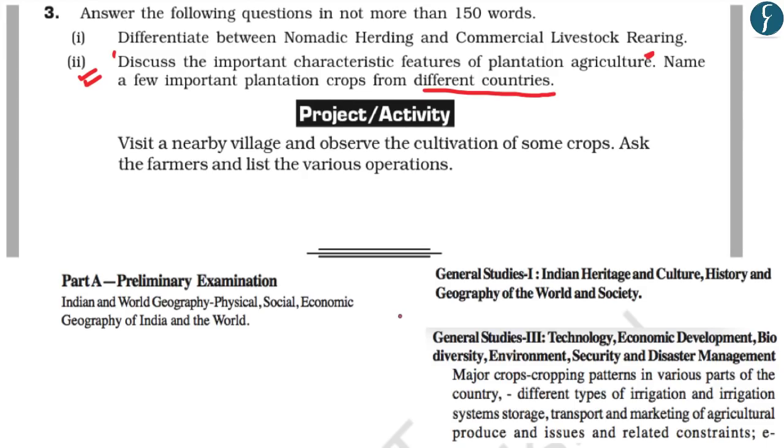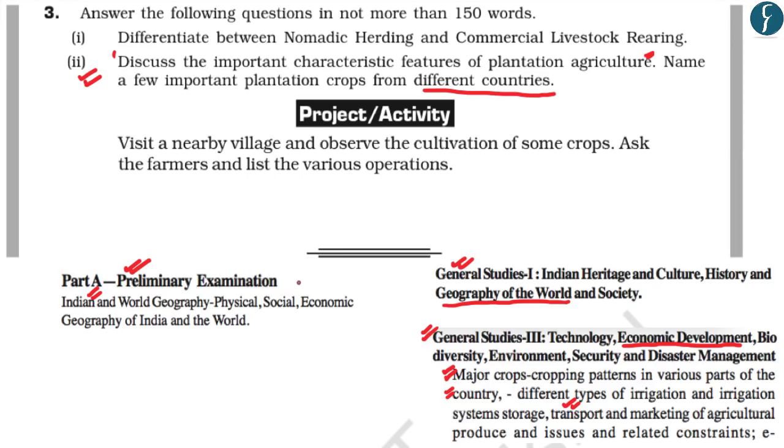Now, with regards to your civil service examination syllabus, first, with regards to your prelims examination, plantation agriculture would be placed in Indian and world geography. And secondly, with regards to your mains examination, plantation agriculture would first be placed in GS paper 1 within the section Geography of India and the World. And secondly, it would also be placed in GS paper 3 within the section Economic Development and within the subsection Major Crops Cropping Patterns in various parts of India. And similarly, in the transportation of agriculture produce, issues and related constraints.